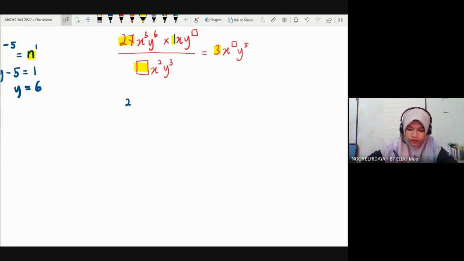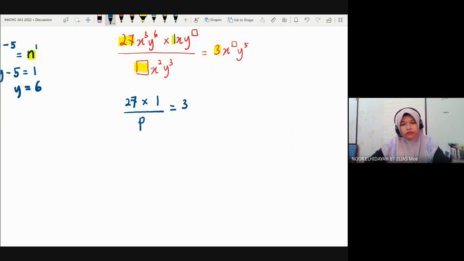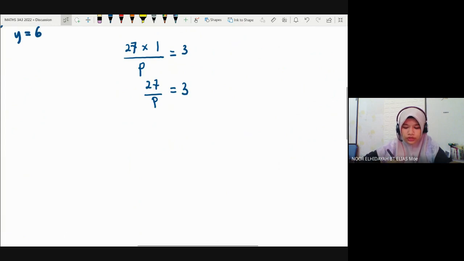Okay, 27 times 1. I just take the coefficients, divide by. Here there is already x and y, so let's say I put here P as the variable. You can put any variable to represent the blank one. Equals to 3. Then solve by using the linear equation. So here you have 27 over P equals to 3. Therefore, here you get 27 is equal to 3P.